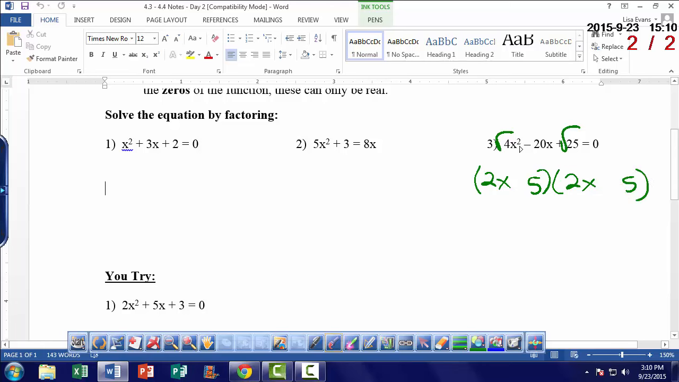We're going to look at the sign that is in the center, and we are going to put that for both of our signs. Now another way to write this, you can write it separately, or you can write it as 2x minus 5 squared. Either one is correct.